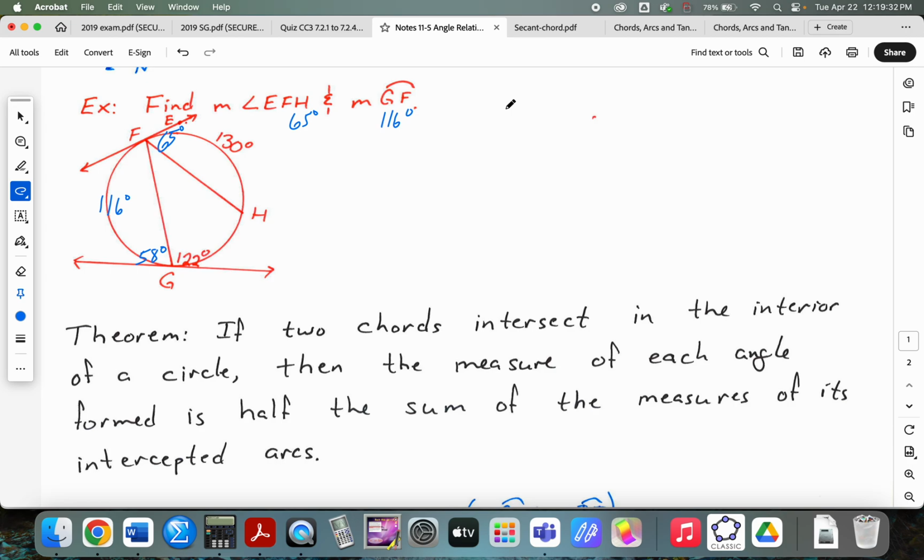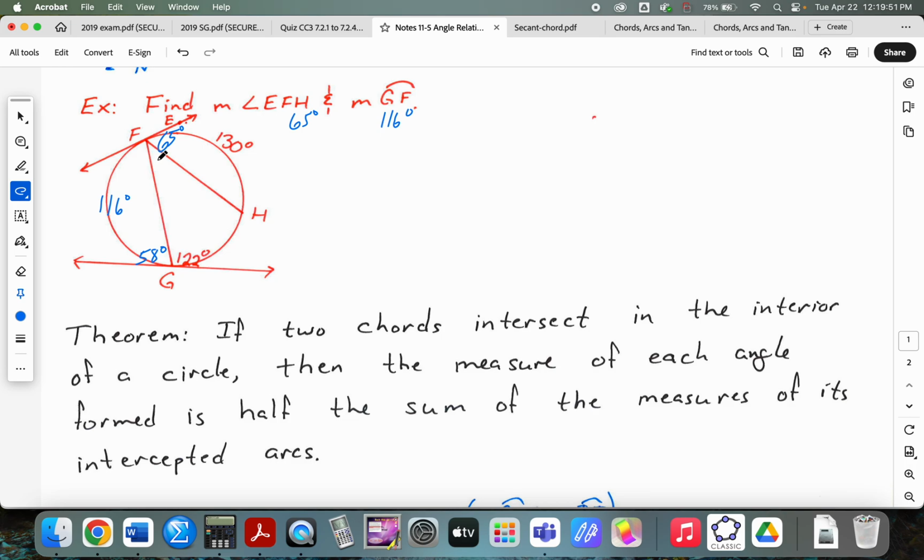We could actually also find the measure of angle GFH. Since we know these two arcs, we know the last remaining arc of the circle, we could find that and then divide by 2 to find the measure of the inscribed angle.